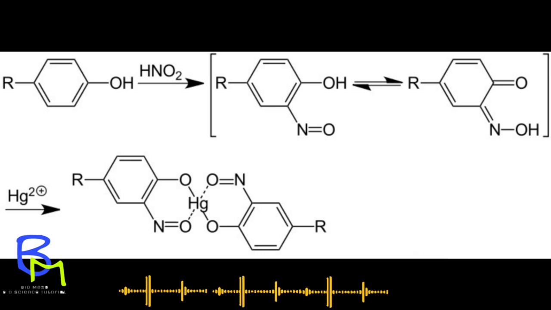Sodium nitrite reacts with sulfuric acid to form nitrous acid. The exposed hydroxyphenyl groups react with nitrous acid. The compound formed chelates mercury and gives red color precipitates. Albumin's phenol group on tyrosine and Millon's reagent give a red mercury precipitate.